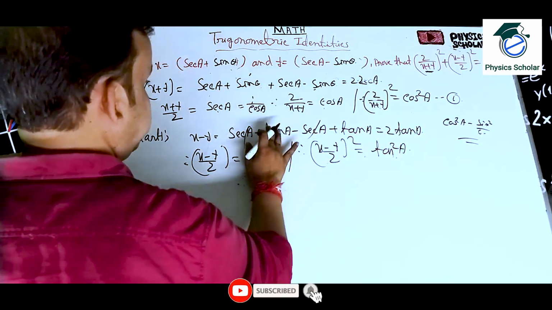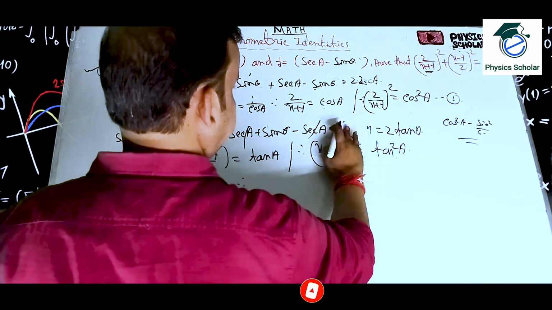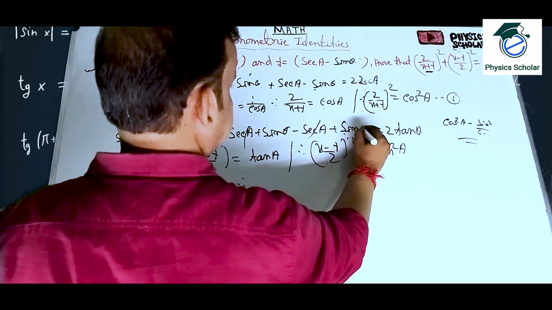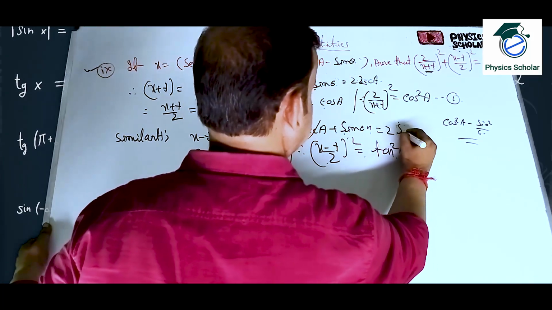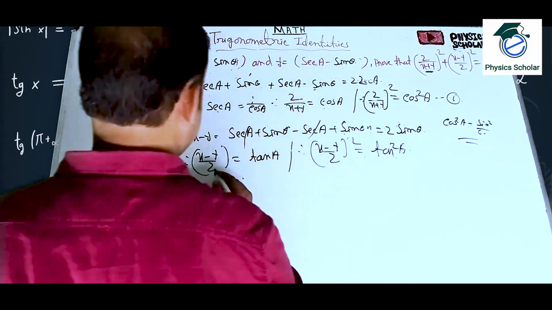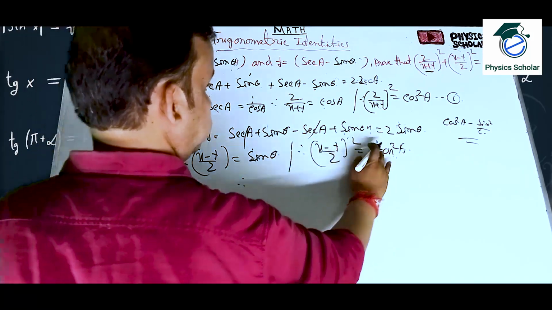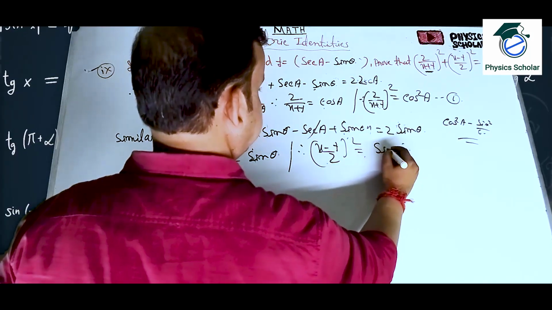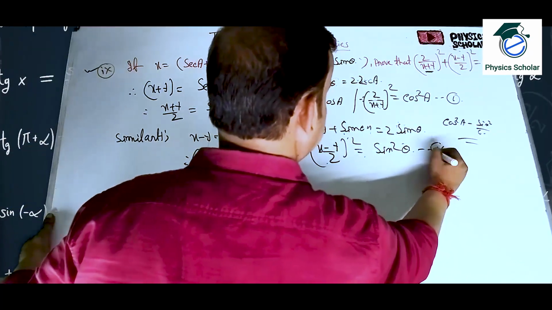So, it will be sin theta, clear, and it will also be sin theta. So, it will be 2 sin theta, clear. So, now it will be sin theta. So, it will be sin square theta, clear. So, now it is equation number 2.